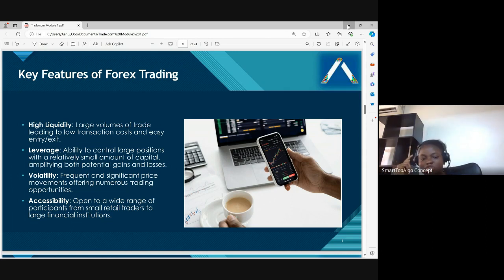But one thing I want you to understand is this: you are leveraging. You need to understand that the more leverage you take, the more potential gain, as well as loss if you are losing.